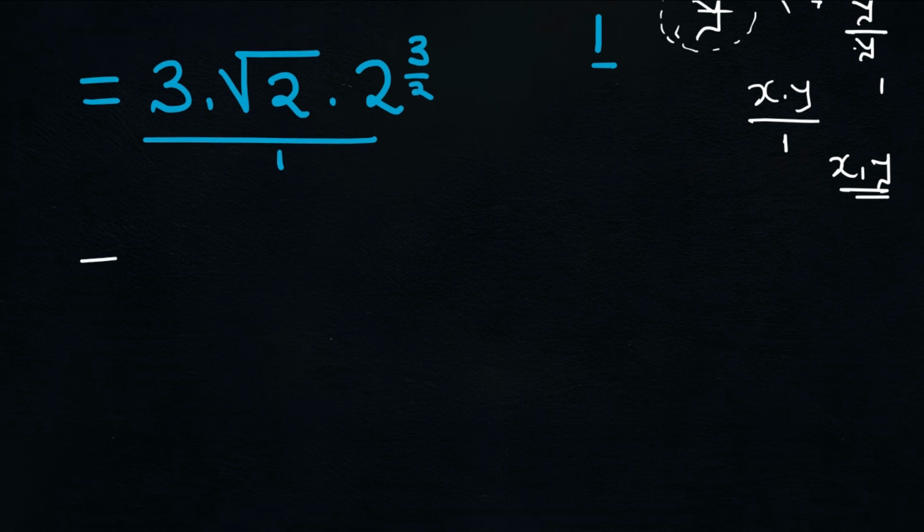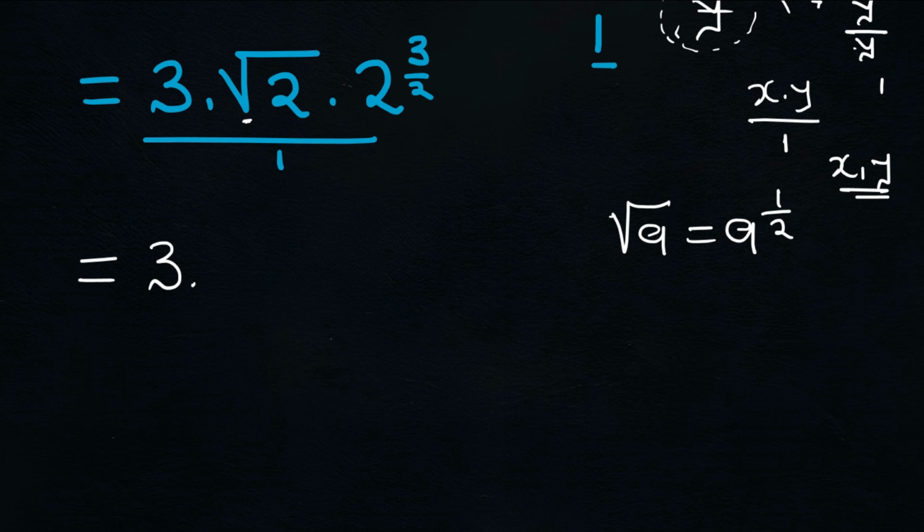So the next step will therefore be equal to 3, and then we want to get rid of this square root. And we know that the square root of a, for an example, is the same as a to the power of half. So instead of writing the square root of 2, we're just going to write 2 to the power of half, and then multiplied by 2 to the power of 3 over 2, and then over 1 remains as is. So we just don't have to write that, because any number divided by 1 is exactly that number.